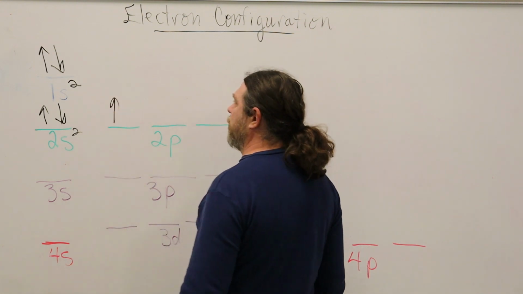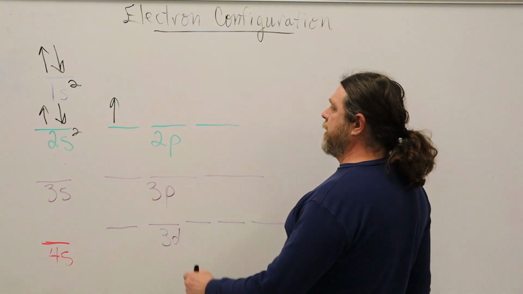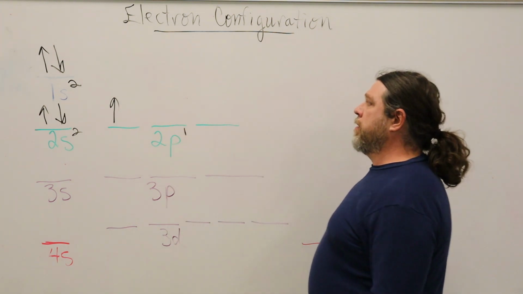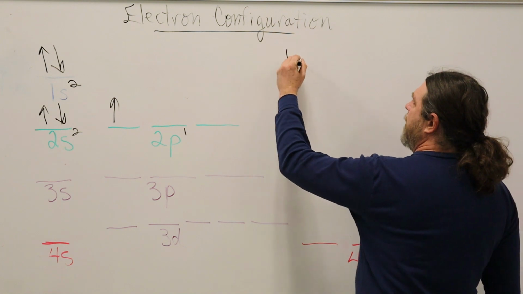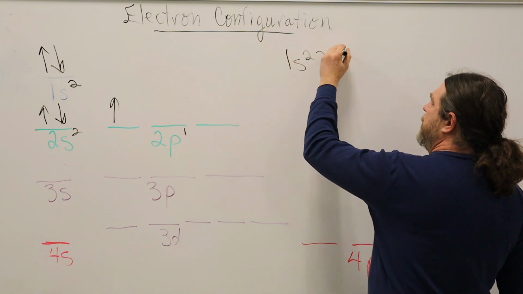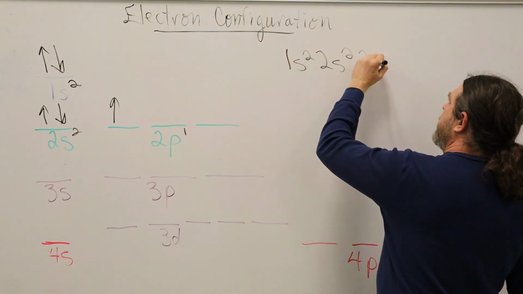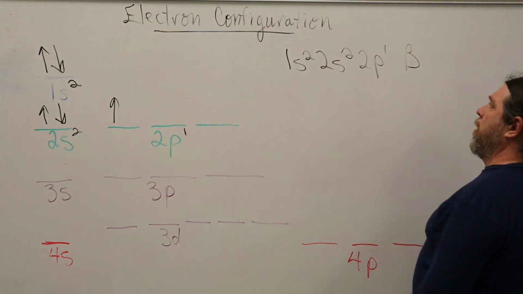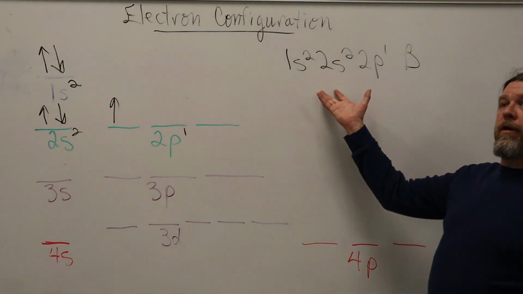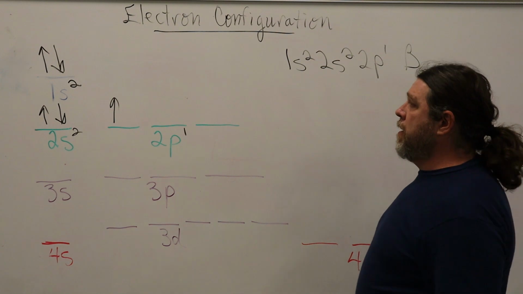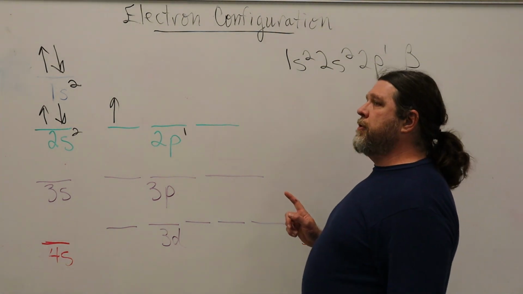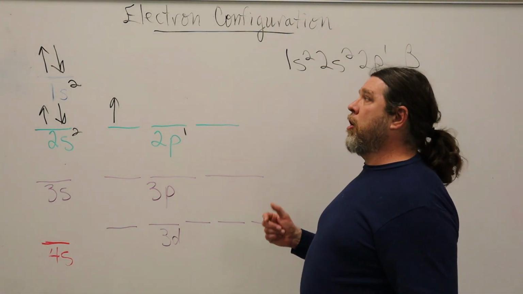And so this would be boron. So this would actually be the electron configuration of boron. We would have 1s2, 2s2, 2p1. This would be boron. That would be our electron configuration for boron. Now we move on to carbon.